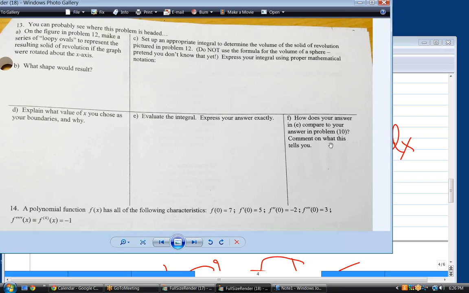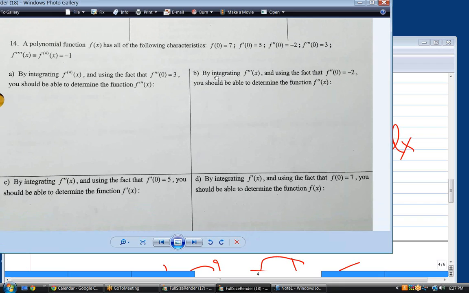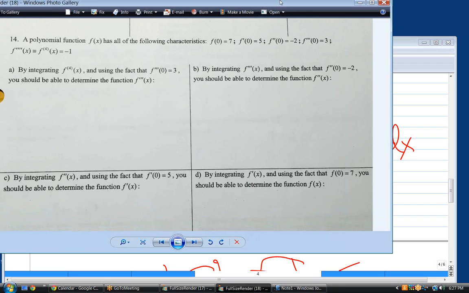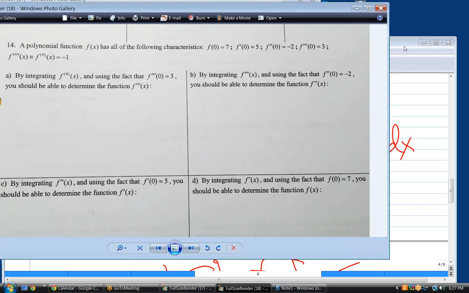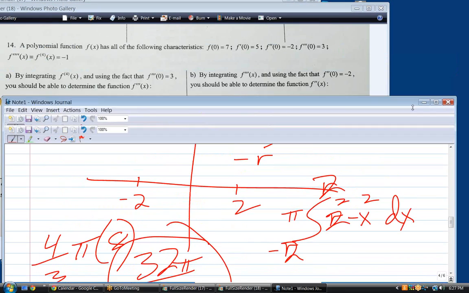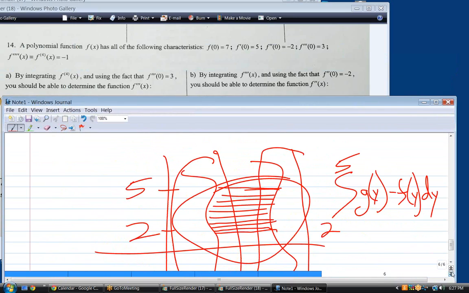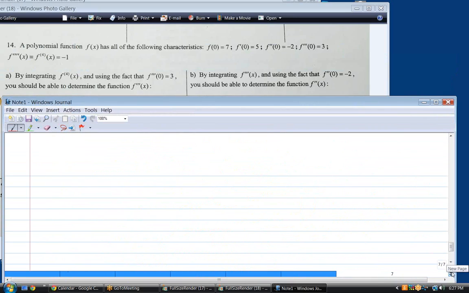Comment on what this tells you. That's swell. That's what my comment is. I hate questions like that. Yes. I mean, if they're equal, what's your comment supposed to be? I can't even imagine what your comment would be other than they're equal.